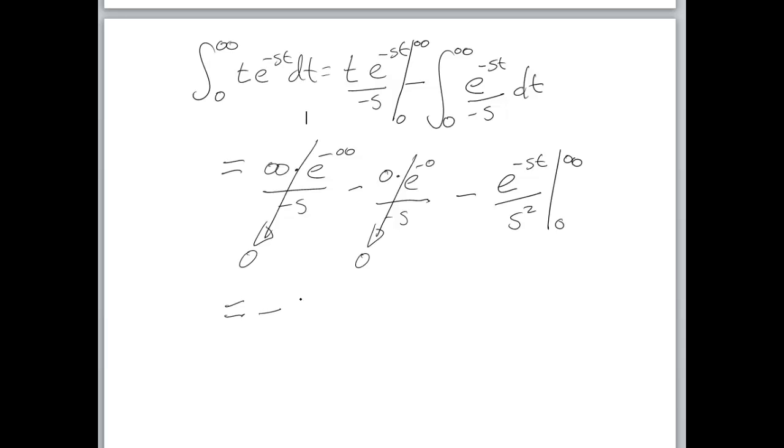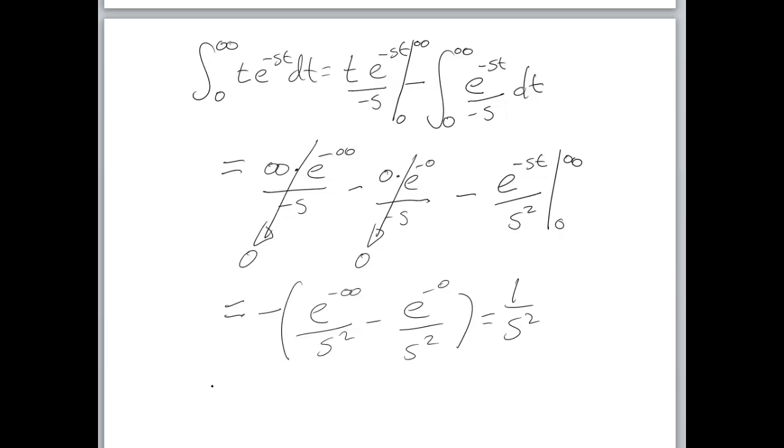Okay, so let's evaluate this term. We have a minus e to the minus infinity divided by s squared minus e to the minus 0 over s squared, and this becomes 1 over s squared.